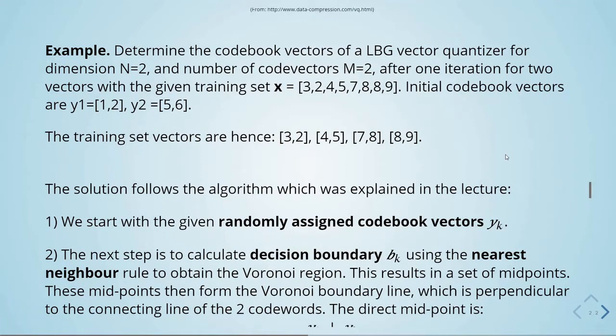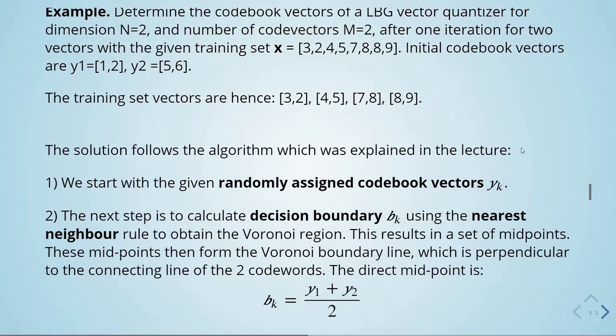Let's take a look into this example. Determine the codebook vectors of an LBG vector quantizer for dimension n equals 2, and the number of code vectors is m equals 2, after one iteration for 2 vectors with the given training set. So this is our training set x, and then our initial codebook vectors y1 and y2 are given by this. The training set, we split this into two-dimensional vectors, so we get 3, 2, 4, 5, 7, 8, 8, 9. So the solution follows the algorithm which we explained previously.